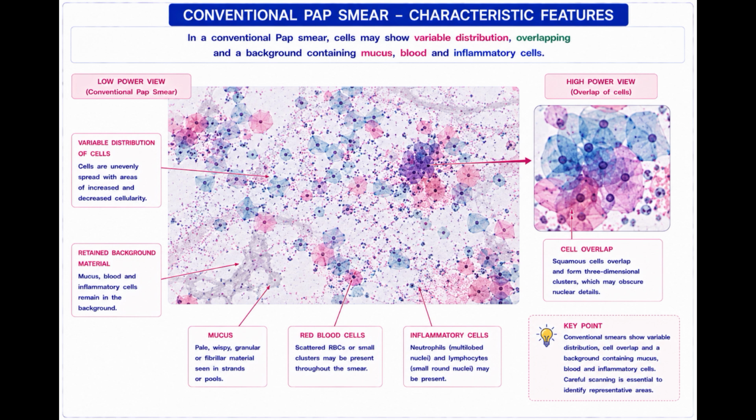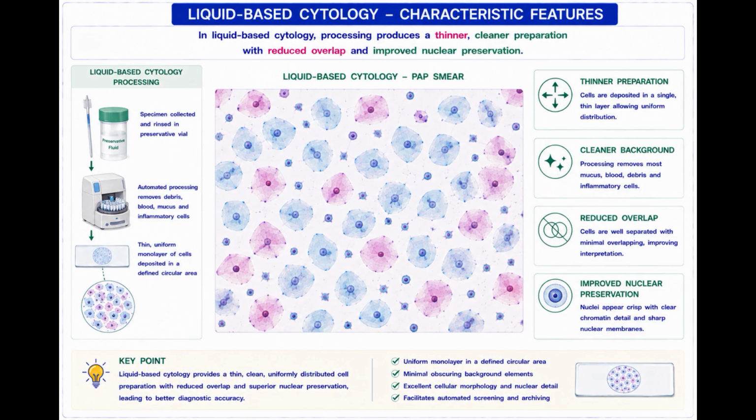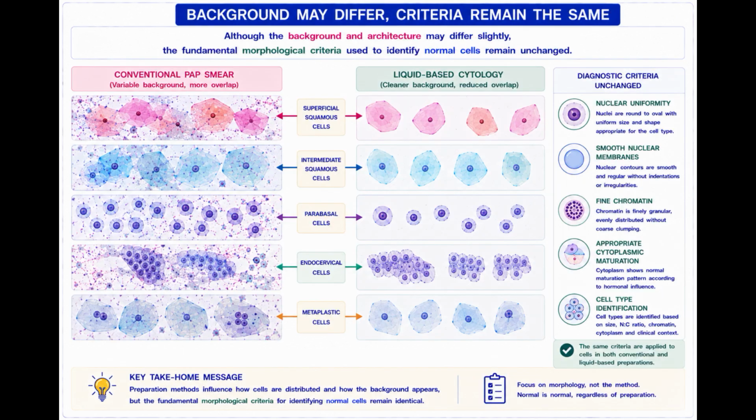In a conventional Pap smear, cells may show variable distribution, overlapping, and a background containing mucus, blood, and inflammatory cells. In liquid-based cytology, processing produces a thinner, cleaner preparation with reduced overlap and improved nuclear preservation. Although the background and architecture may differ slightly, the fundamental morphological criteria used to identify normal cells remain unchanged.